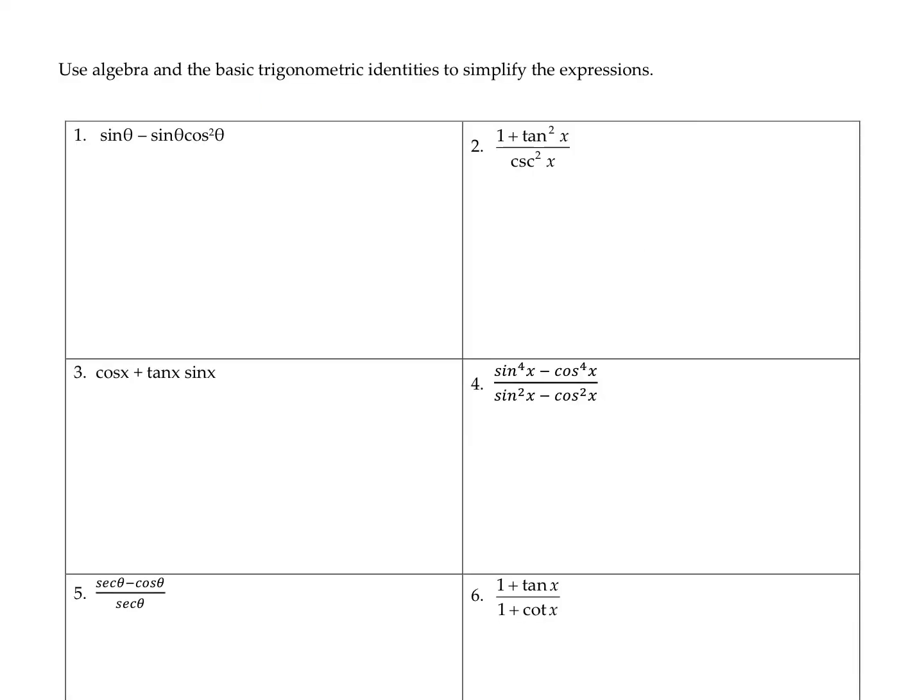All right, let's use some of these strategies now to simplify these trig expressions. So in this first one, I have sine of theta minus sine of theta times cosine squared theta. So I see that both of my terms have a sine of theta, so I'm going to factor out a sine of theta, meaning I'm going to divide out a sine of theta from each term. So I'm going to have 1 minus cosine squared left in my parentheses.